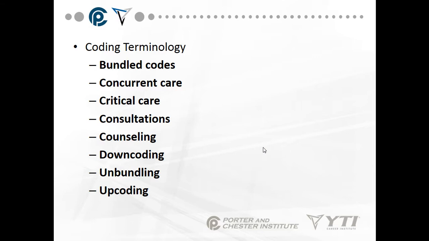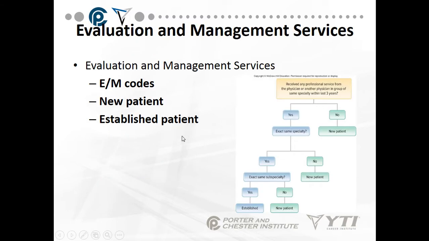Downcoding, when you don't use the right code and you're underpaid. Unbundling, it has happened. Some places will unbundle those bundled codes and code for every single thing, and you're usually denied payment. Upcoding is fraud. Upcoding is when you're coding for things that didn't happen. This is called fraudulence, and there's all kinds of federal penalties for that.